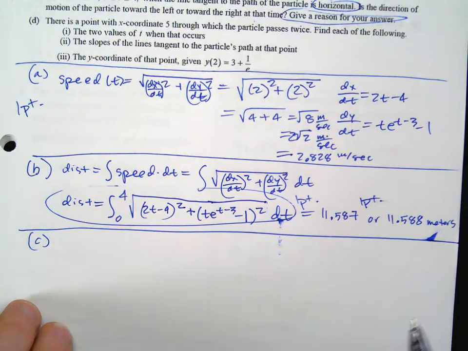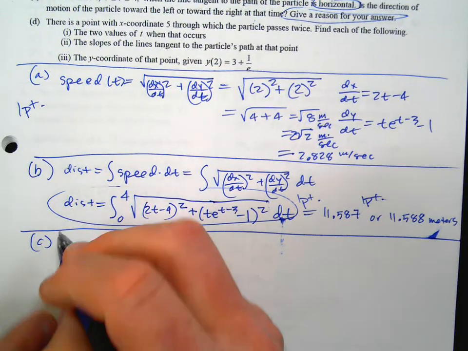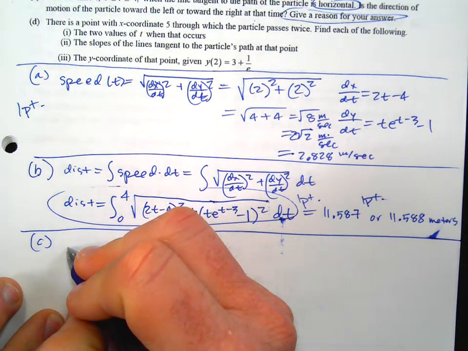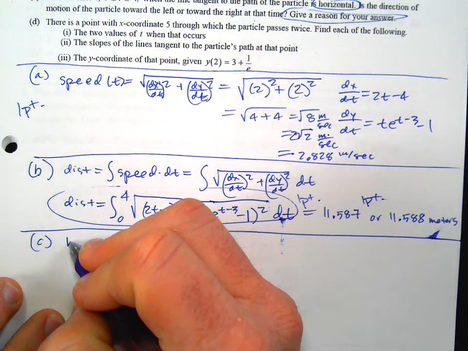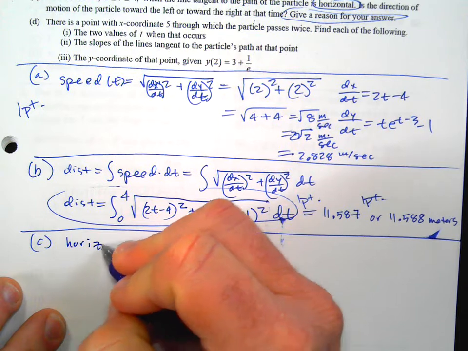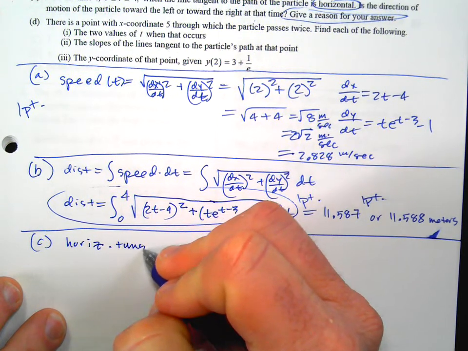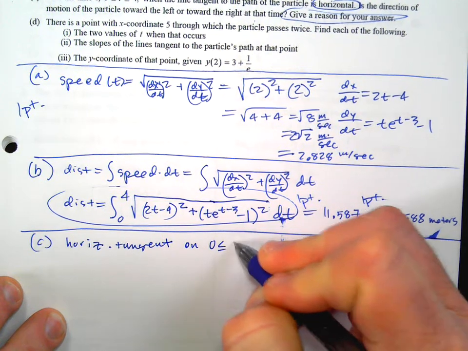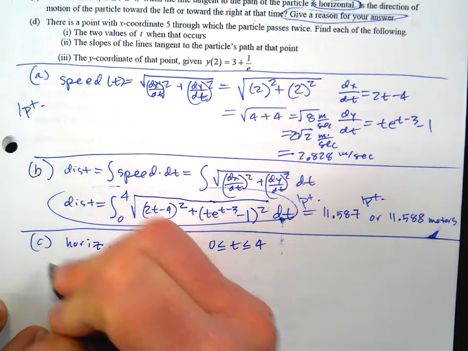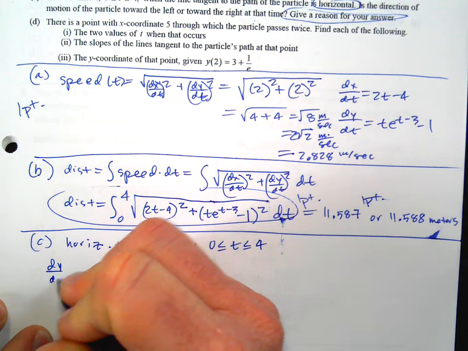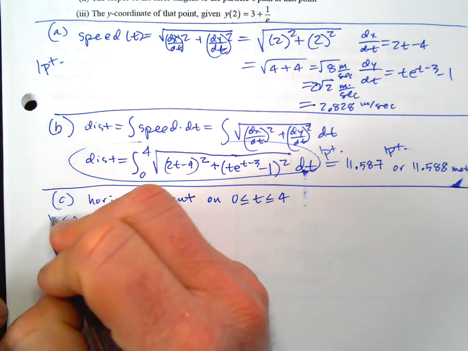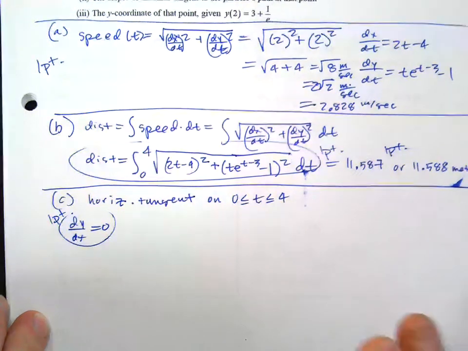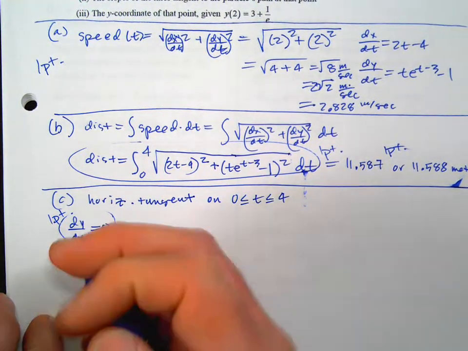First of all, the path has a horizontal tangent when, just like with any curve since last year in Calc AB, we want to know when dy/dx equals 0. By the way, just writing that down is worth a point. You should be writing that down anyways, like, okay, that's what I'm trying to do.